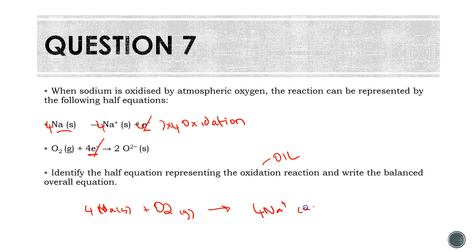4Na plus, and it hasn't given us states. Yes, okay, solid. Plus 2O2 minus solid. Okay, because this will come from the fact that sodium metal will react with oxygen gas to produce Na2O, and 2 lots of it. So we can see here that 4 sodium is going to form 4Na plus, and O2 gas is going to form 2 lots of O2 minus.